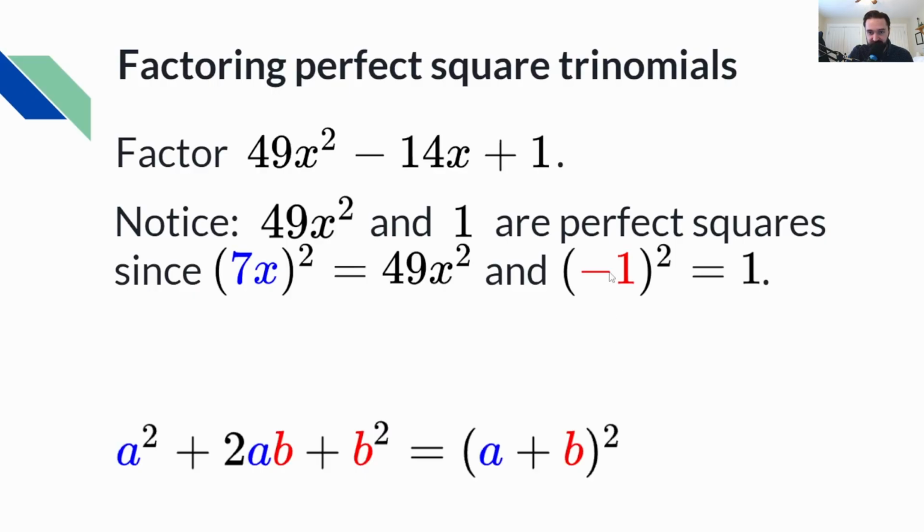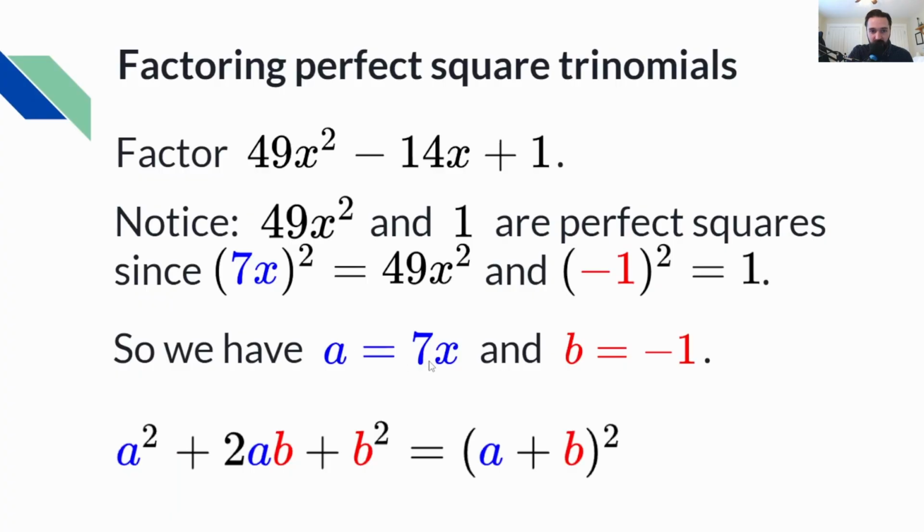And you say, Luke, why is this negative? Why do we need this to be a negative number? It's because this middle term is negative. We need the outers and inners to add up to give us a negative number. So if we choose one of these to be negative, we'll get what we want. So a equals 7x and b equals negative 1.